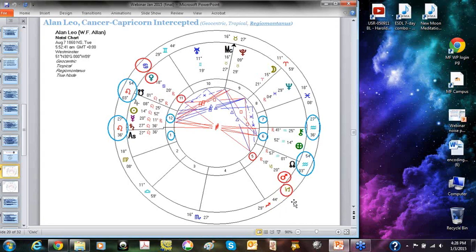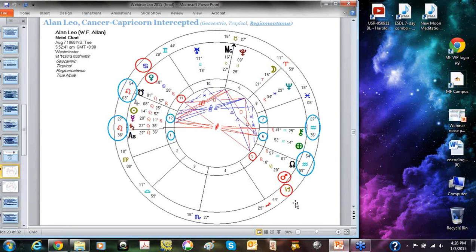What does that mean when a sign is not on the cusp? It means that its expression is not part of your personal environment, and therefore its energy or its expression is somewhat inhibited. It's somewhat restricted. It is not allowed to be its natural self as it would be if it was on the cusp.